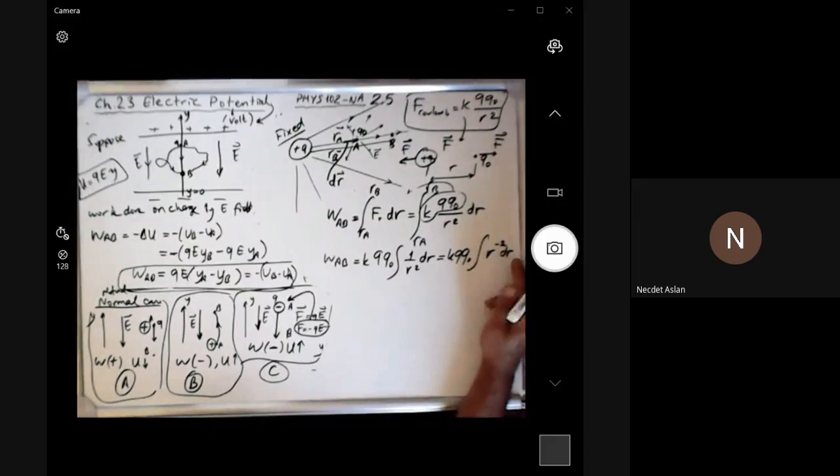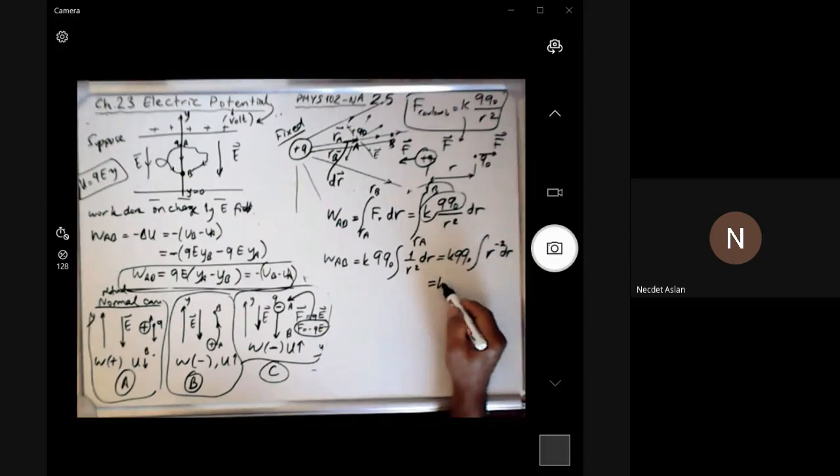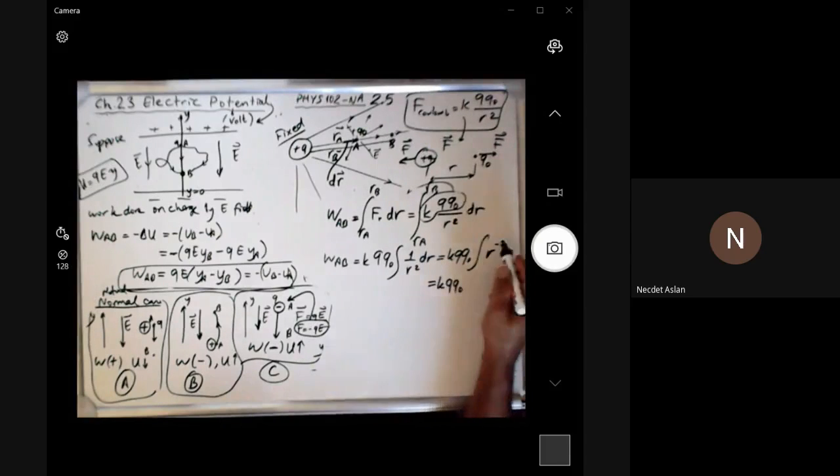To integrate these kinds of power functions, we add 1 to the exponent and divide by the new exponent. So the result is very simple. It's very interesting, a very simple integration.